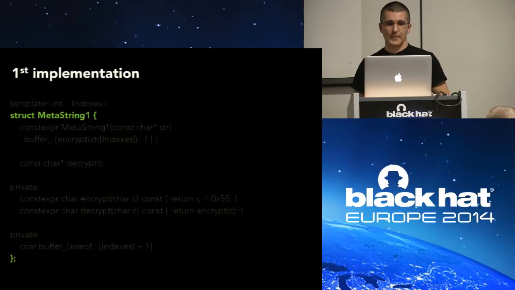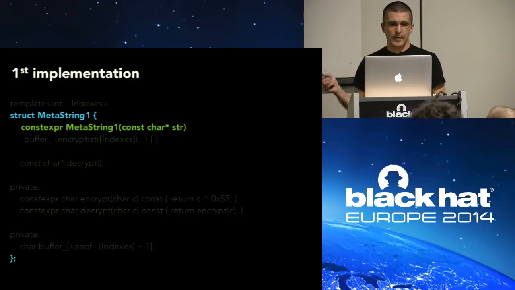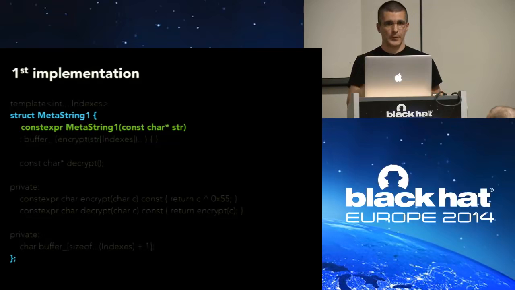Okay, so let's make an implementation. I'm declaring a class. MetaString1 is declared as a struct, but it's almost the same as a class. And I have a constructor with one parameter, a pointer to a character. This is my original string. It's written constexpr. It means that it's a method for the compiler. It has to be evaluated at compile time, not at runtime. No code will be generated for this method.